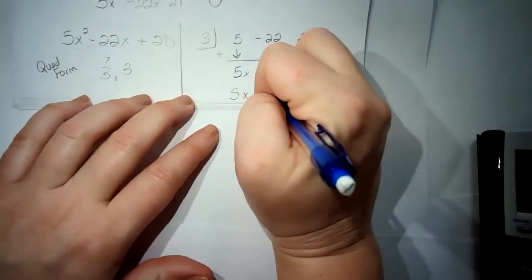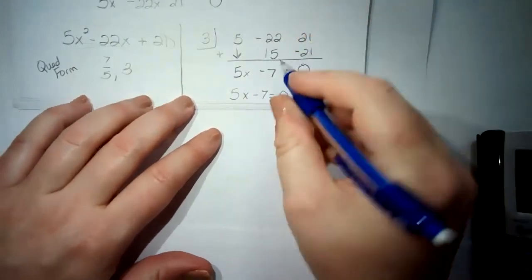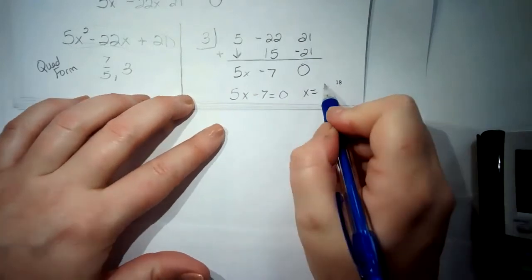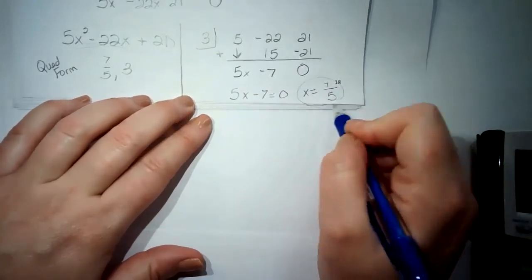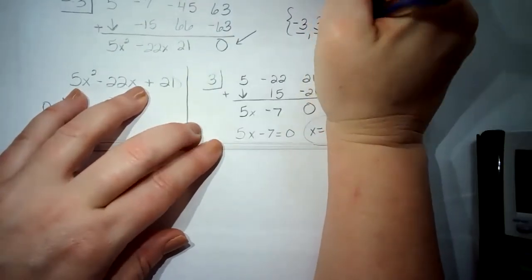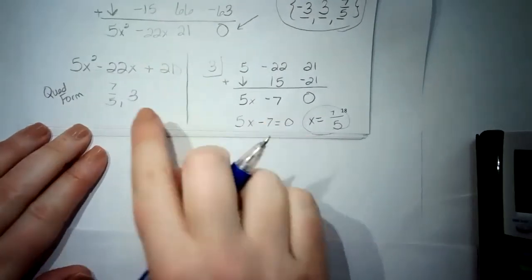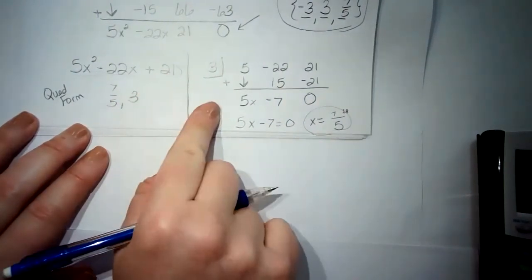I can set him equal to 0 and solve. And when I do, I add the 7 to the other side, divide by 5, and look what I come up with. That's my last one. And there's all 3 answers. Now, if you'd used quadratic formula, you would have come up with them also. This is just an alternative way.